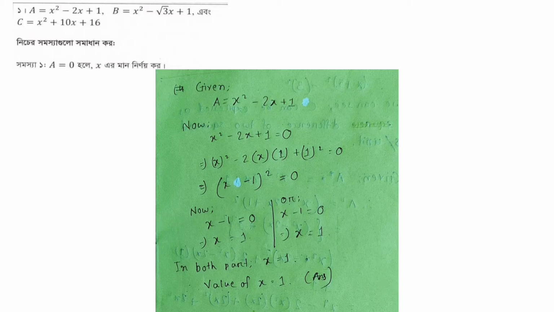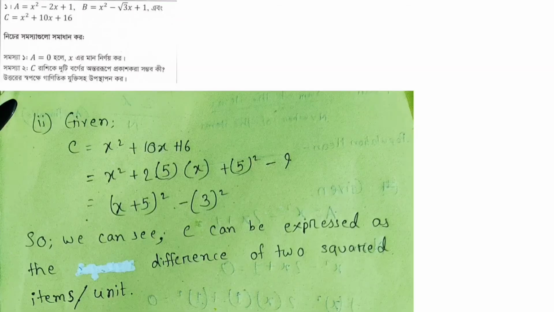Alright, now let's proceed to the next question. The next question is c is equal to x squared plus 10x plus 16, and we have to prove whether c can be expressed as the difference of two squared items or units or whatever.